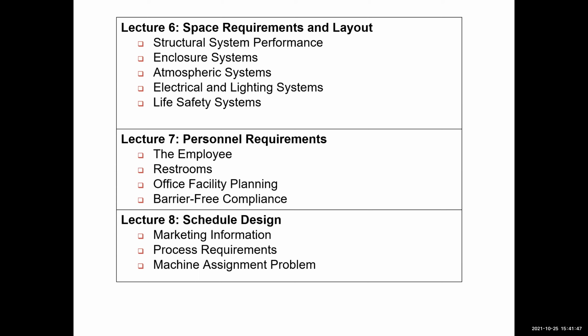And then finally, we cover the schedule design. So in terms of computing the number of machines that will be needed for a department based on the forecast and also based on the production efficiency and so on. And the last thing we did was talk about the machine assignment problem. That was based on the number of machines that you assigned to each staff.